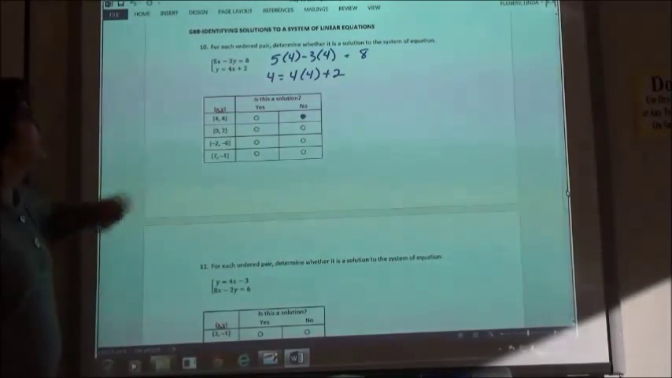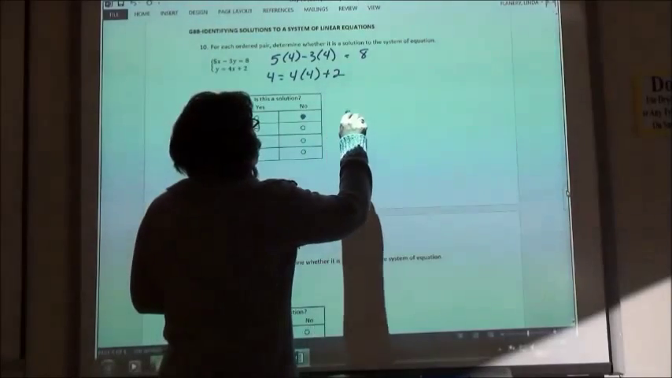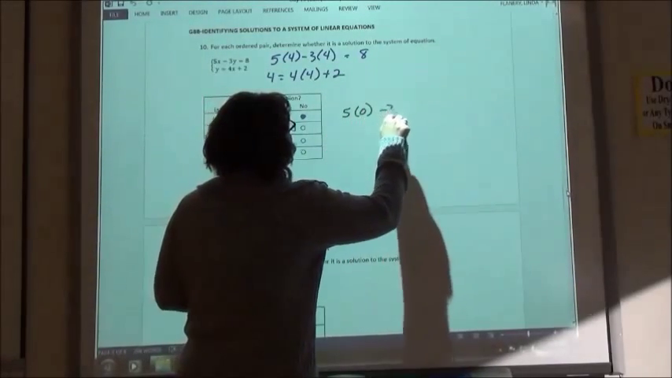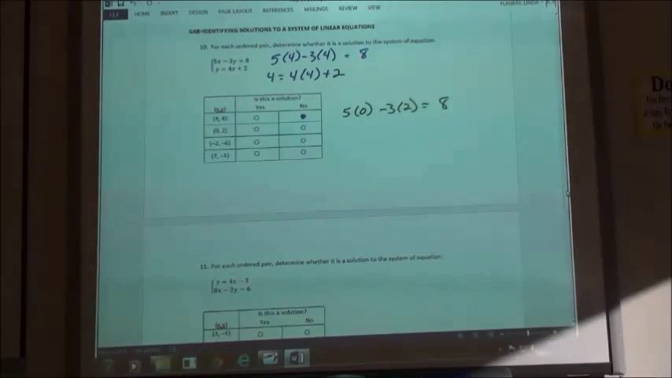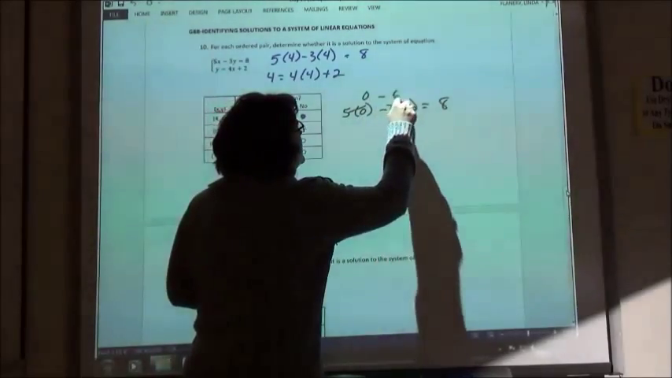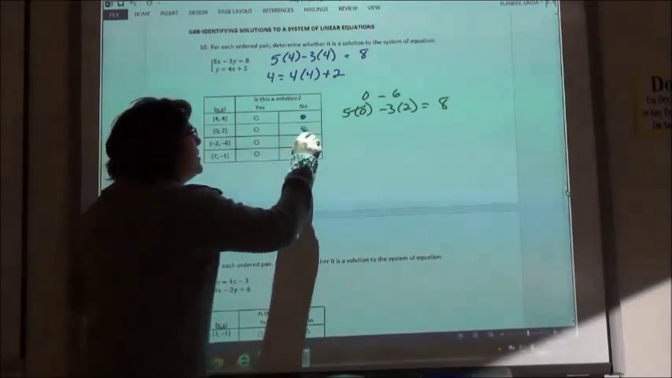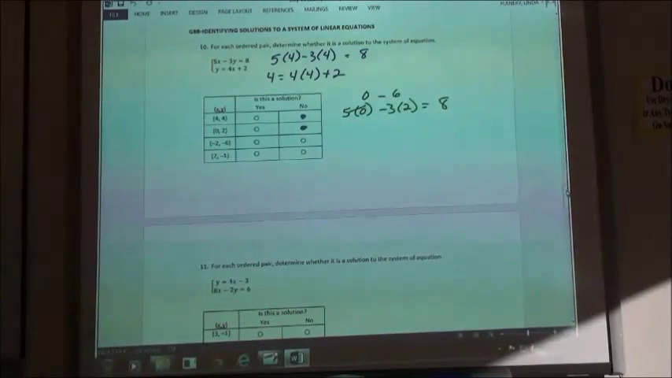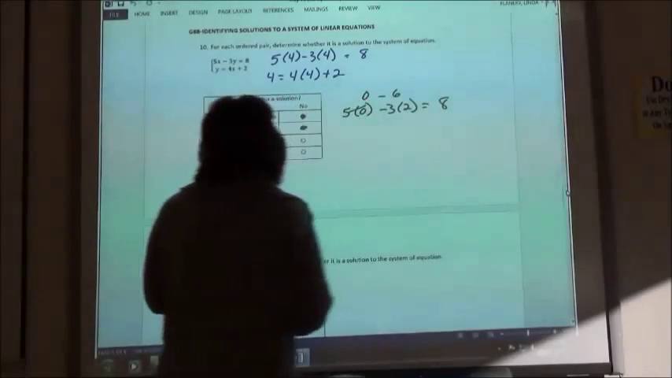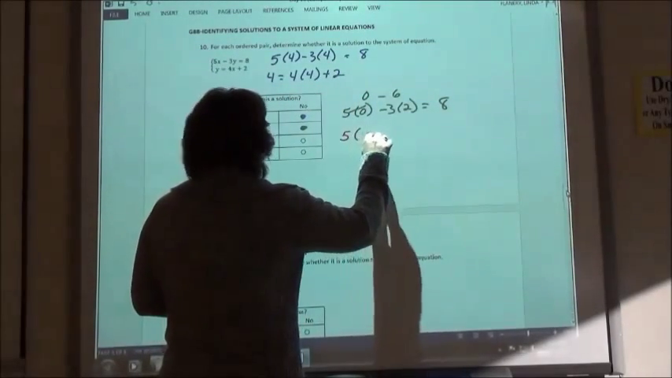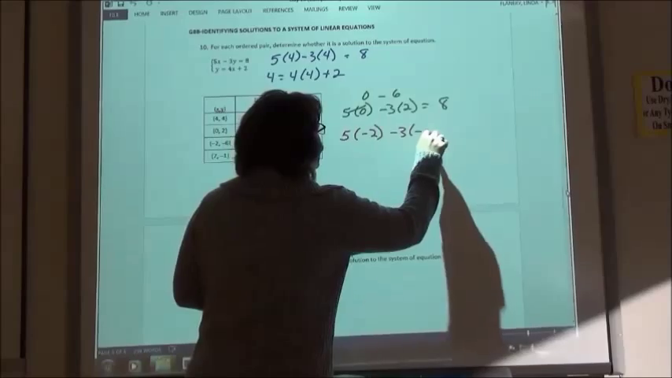So then I'm going to check the next point, which is 0, 2. 5 times 0 minus 3 times 2, does that equal 8? Well, 5 times 0 is 0. 0 minus 6 does not equal 8. So I'm just going to say no right away, and I'm not even going to bother to check it in the second line because there's no point. So then I'm going to go to the third point. 5 times negative 2 minus 3 times negative 6.